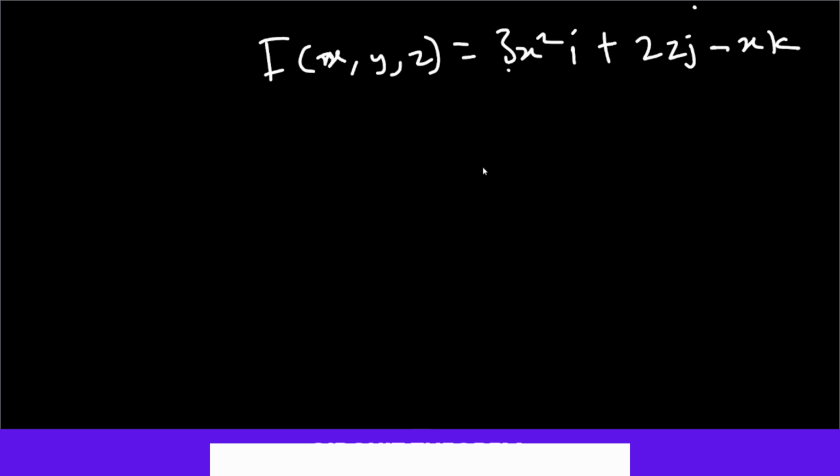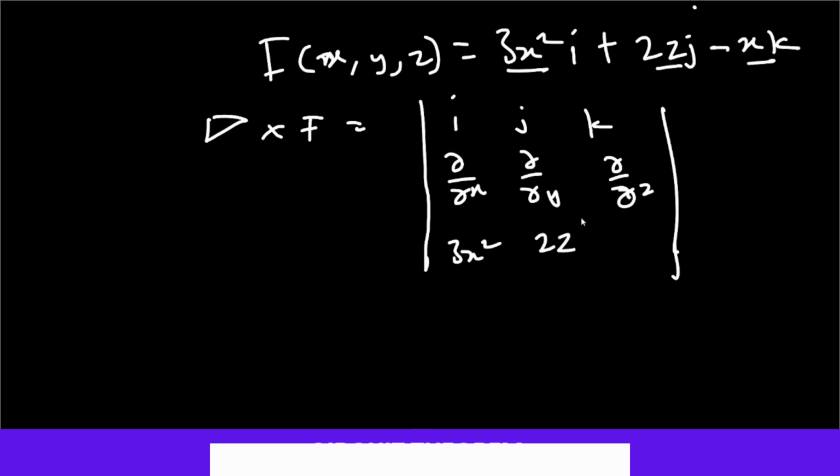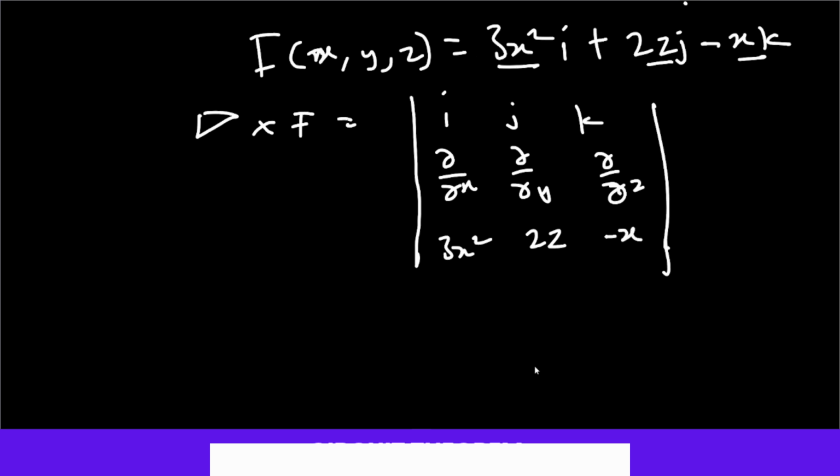If you have this in mind, del cross f is given by the determinant. First of all, we write the directions i, j, and k. After that, we write the partial in the x plane, the partial in the y plane, and the partial in the z plane. After which we write the components. Here we have 3x squared, 2z, and finally minus x.